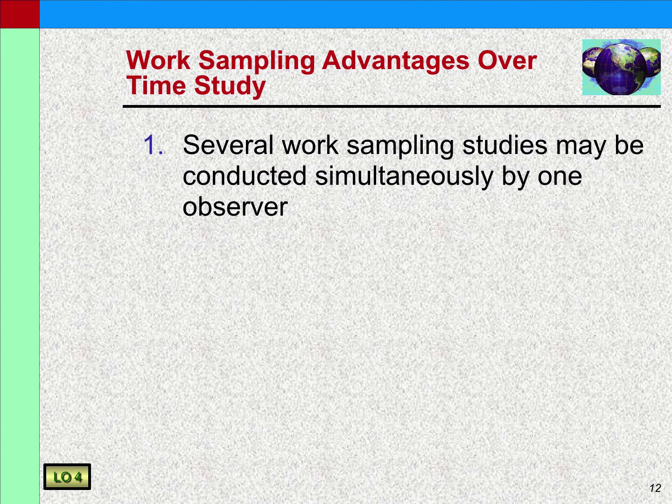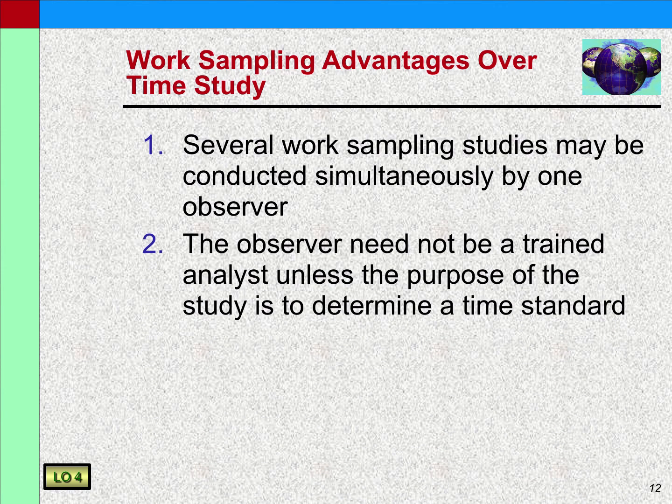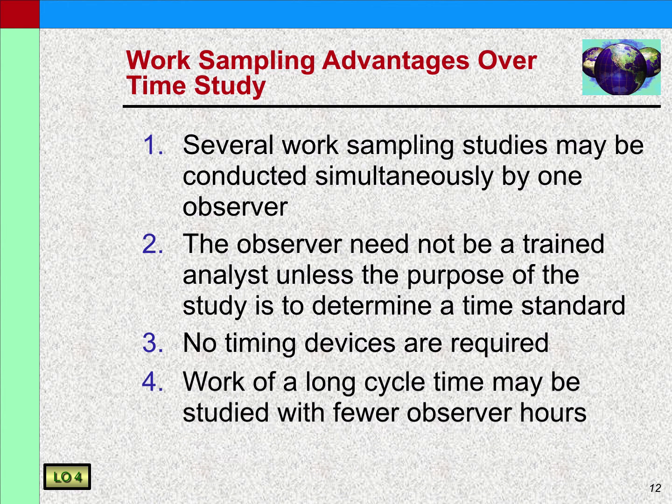Advantages of work sampling in comparison with time study include the following. Firstly, one time study person can do a few time studies at the same time. Secondly, the observer does not need to be formally trained, except if the purpose is to develop exact time standards. Thirdly, timing devices are not necessary. And fourthly, long cycle time work can be performed with a relatively low time input of the observer.